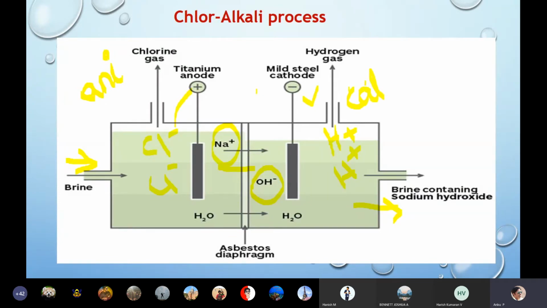By using these three products, we are going to see how to synthesize the remaining products. So this is a simple chlor-alkali process. I will show you a small video of how this chlor-alkali process has been used in our industry. Maybe you can view this video on YouTube also.